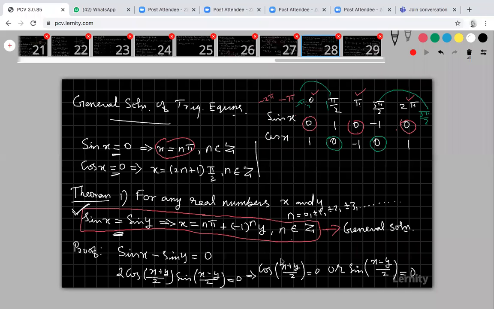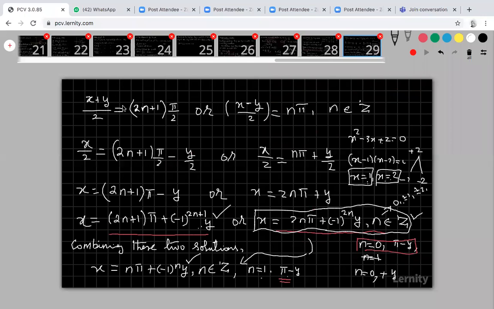What about cos x equal to 0? Cos x is equal to 0 means x is equal to 2n plus 1 pi by 2. Sin x is equal to 0 means x is equal to n pi. That is what I am writing here. This is my x plus y by 2 equal to 2n plus 1 pi by 2, and here this is my x minus y by 2 equal to n pi. Based on that, I am finding x. I am simplifying, bringing y by 2 to the right hand side, and I am getting two x values. These two x values I am combinedly writing in one equation.